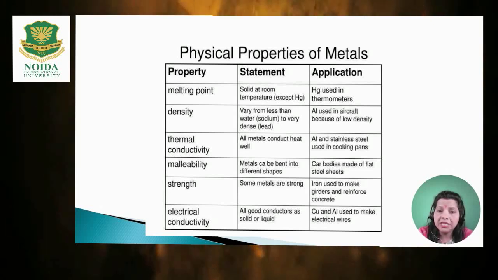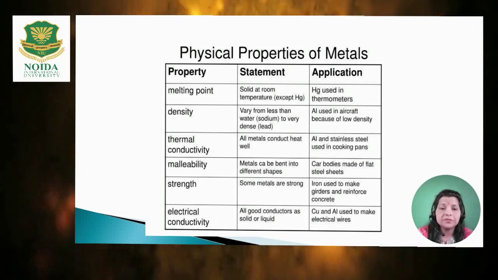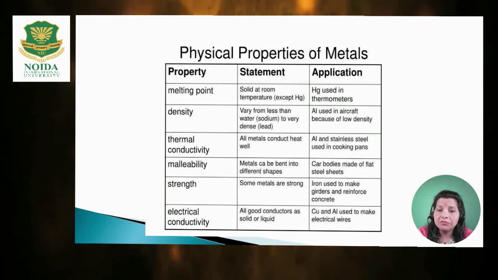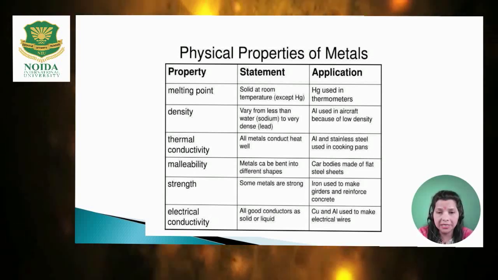So aluminium and stainless steel are used in cooking pans; if they conducted heat, then you wouldn't be able to cook in your stainless steel, right? Then malleability: metals can be bent into different shapes. Car bodies are made of flat sheets because metals have the characteristic of malleability, right?